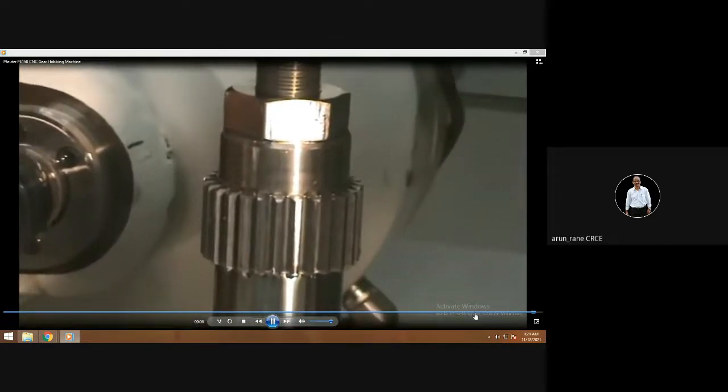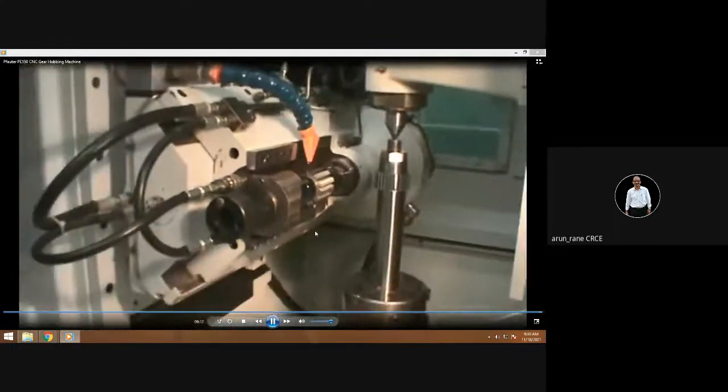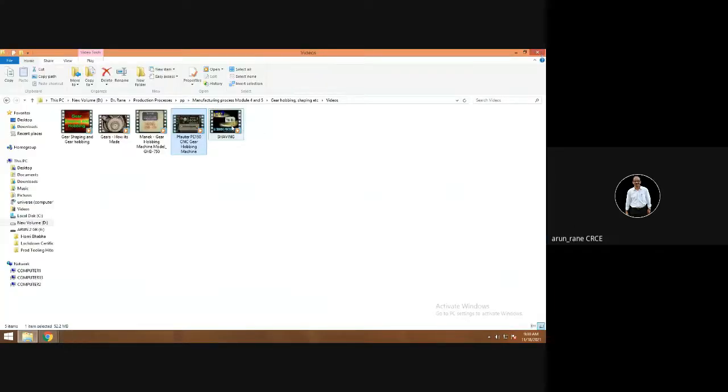This is how a finished spur gear will look. This is your gear hobbing cutter. That yellowish color is nothing but the coating of titanium carbide that improves the life of the cutter.